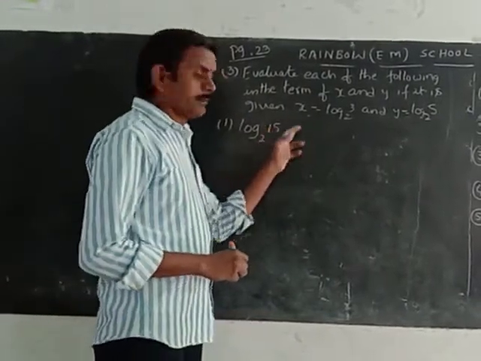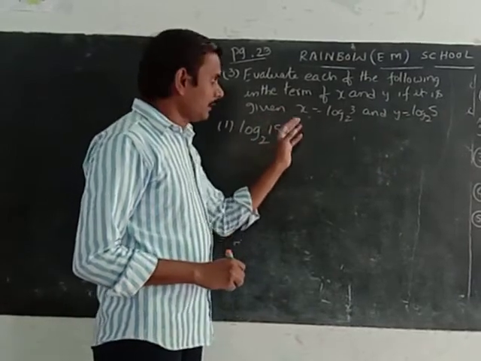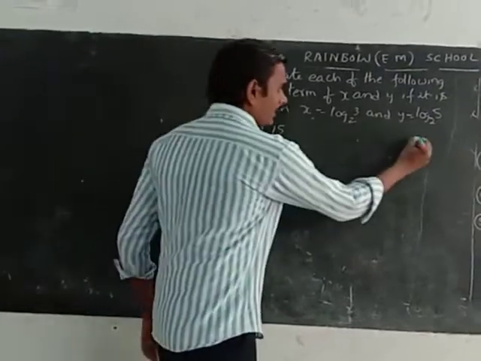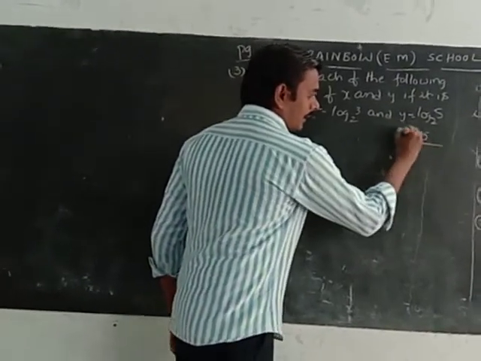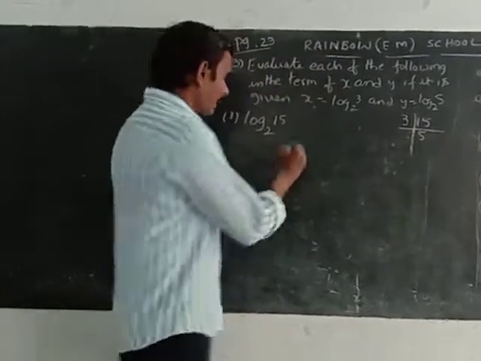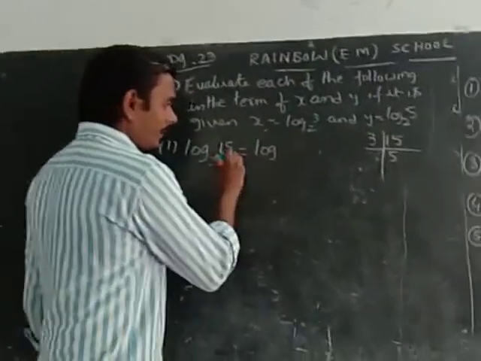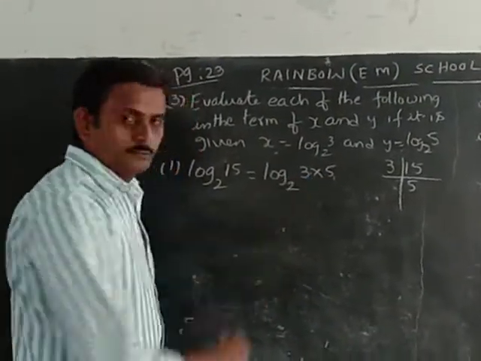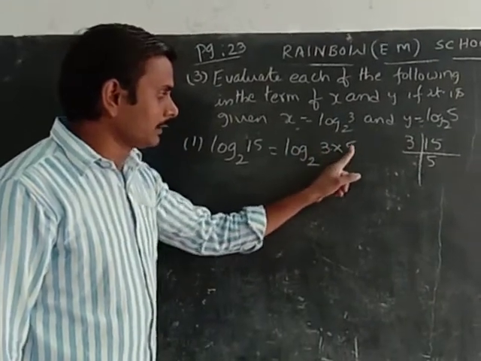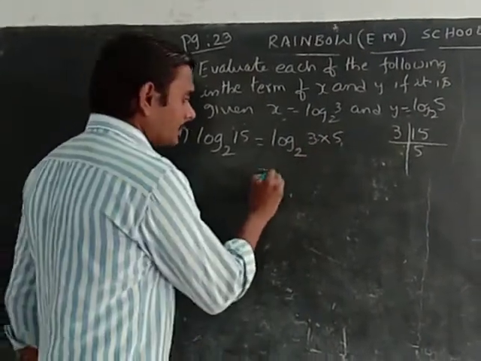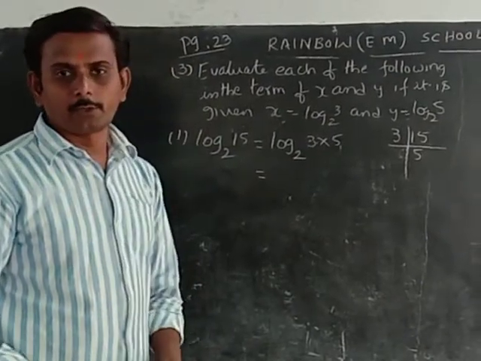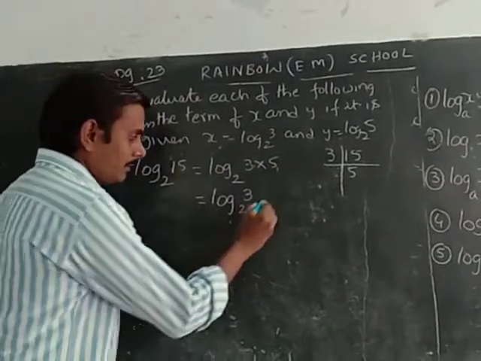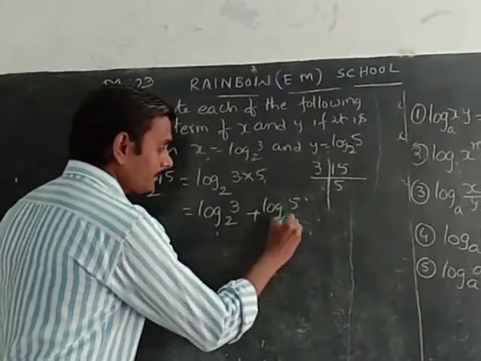Convert the given number into the 3-5 combination. 3-5 combination you have to maintain. Okay, now for 15 take factorization. 3 fives are 15. Now write log 15 as 3 into 5, base 2. Okay, it is in the form of log xy. Log xy formula, what is there? Log xy equal to log x plus log y. That means log 3 base 2 plus log 5 base 2.